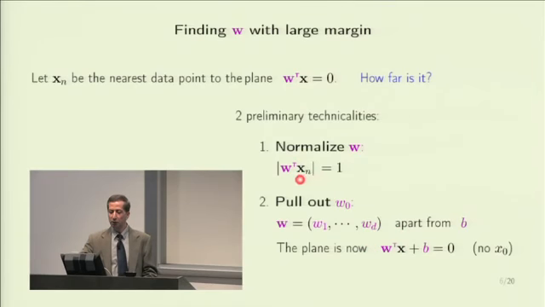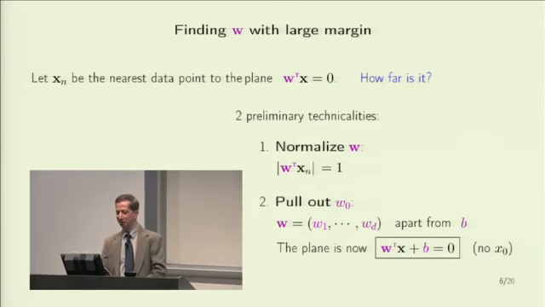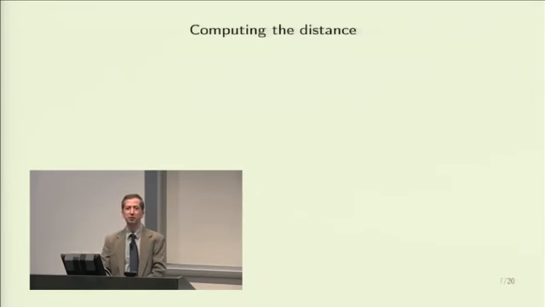And now, this will be the absolute value of W transpose Xn plus B equals 1. And the plane will be W transpose X plus B equals 0. Okay? Just a convention that will make our math much more friendly. Okay? So these are the technicalities that I wanted to get out of the way. Okay. Now, big box, because it's an important thing. It will stay with us. And then we go for computing the distance.